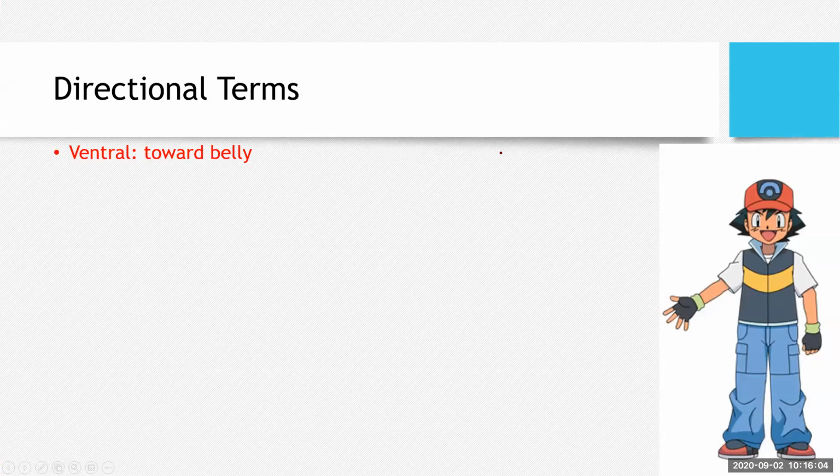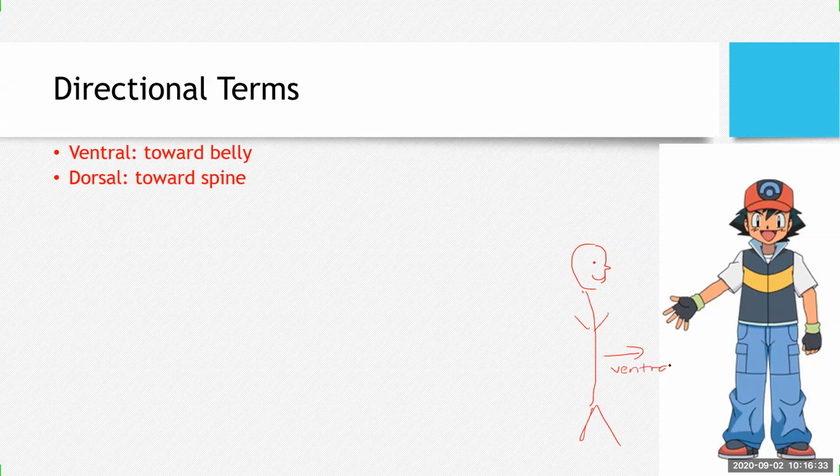All right, so here, let's take a look at these directional terms. The directional terms: towards your belly is ventral. When you're talking about towards your back, that's dorsal. So if a person is facing this way, like my drawing, ventral will be this direction, and dorsal will be this direction.